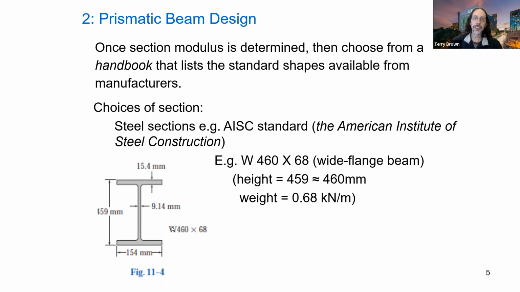The designations in the different tables, you just need to look up what they are. For a wide flange beam, the first number gives us approximately the height of the beam, and the second number is approximately the weight per metre. No questions yet?